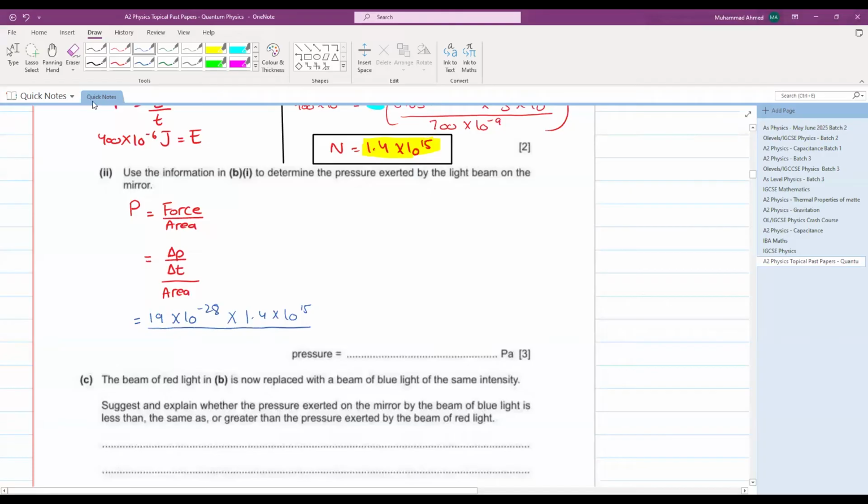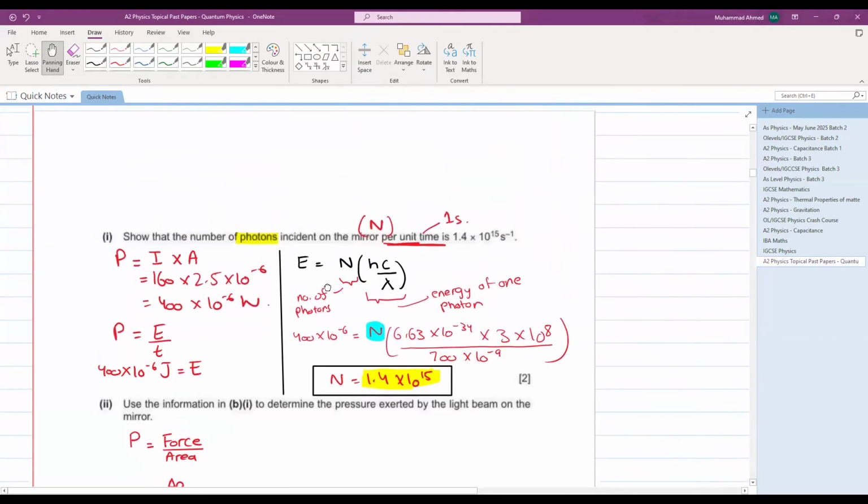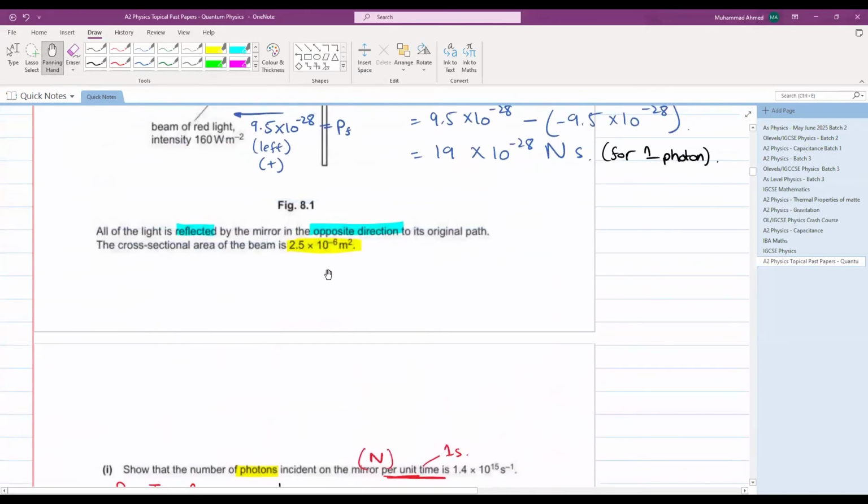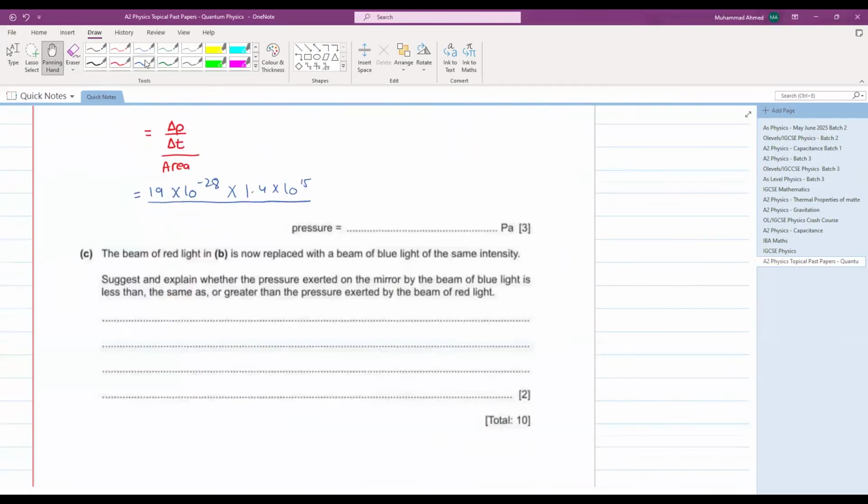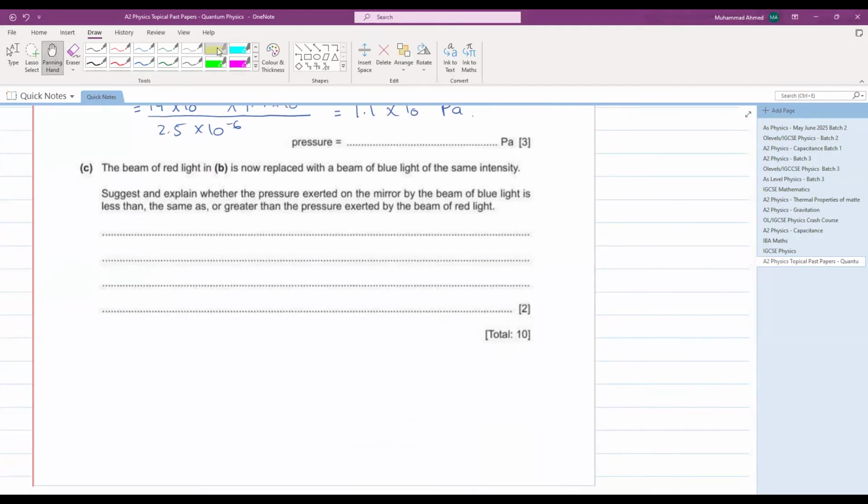divided by area. What is the value of area here? 2.5 into 10 raised to the power of minus 6. Let's divide by 2.5 into 10 raised to the power of minus 6. What will your answer for pressure come out to be? Your answer for pressure comes out to be 1.1 into 10 raised to the power of minus 6 pascals. Simple as that. Let's see part C.